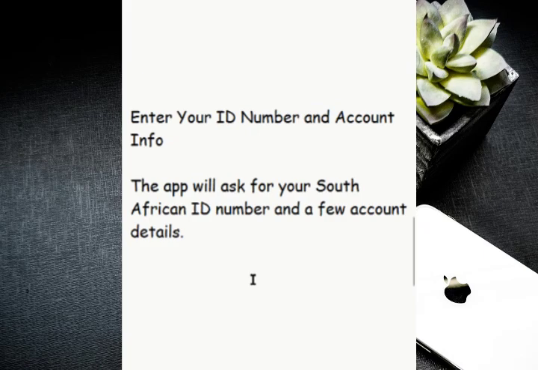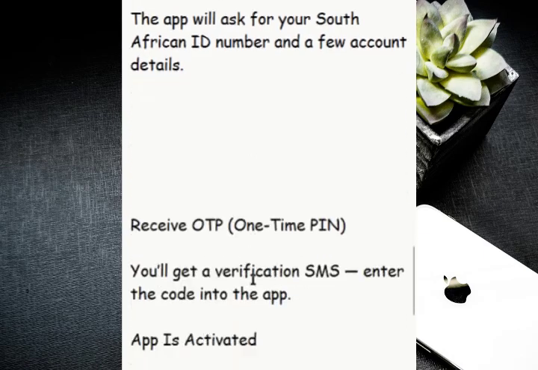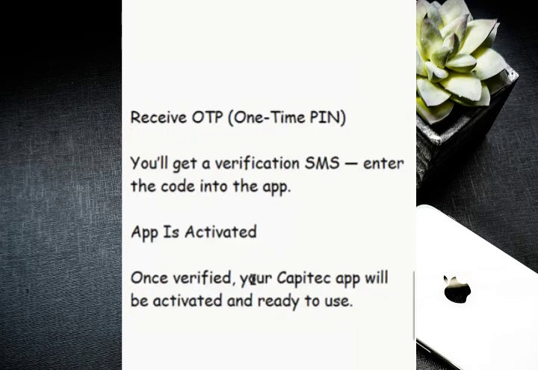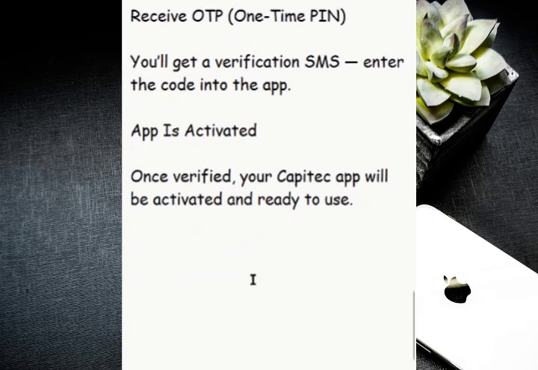So the app will ask for your South African ID number and a few account details. Then you will also receive an OTP, like a one-time PIN. You will get a notification SMS, enter the code into the app, and then the app is activated.